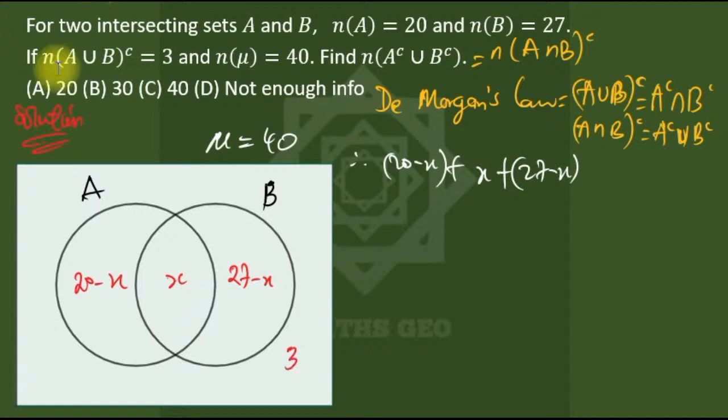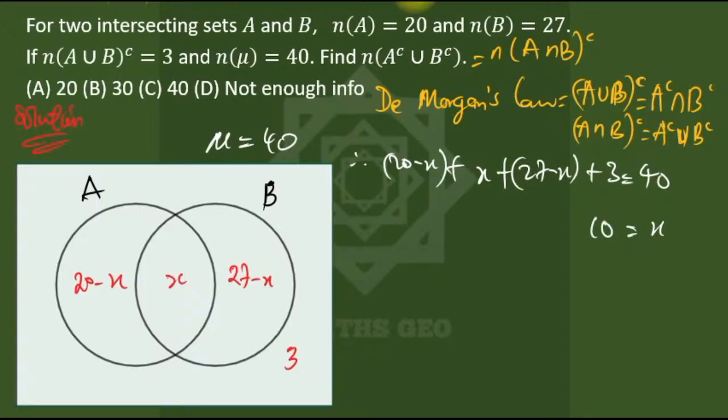Union means everything in A and B, so if you shade all this, the union is everything in A and B. Aside from everything in A and B, the other part is the complement. So 20 minus X plus 27 minus X plus X plus 3 must give us 40. So the negative X becomes positive: 27 plus 3 is 30, plus 20 is 50. So 50 minus 40 is 10. So X is 10.